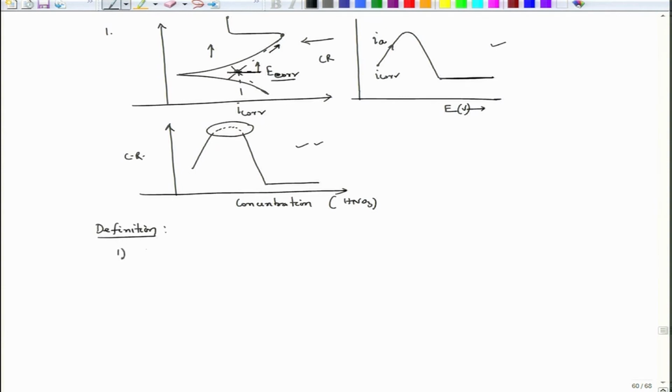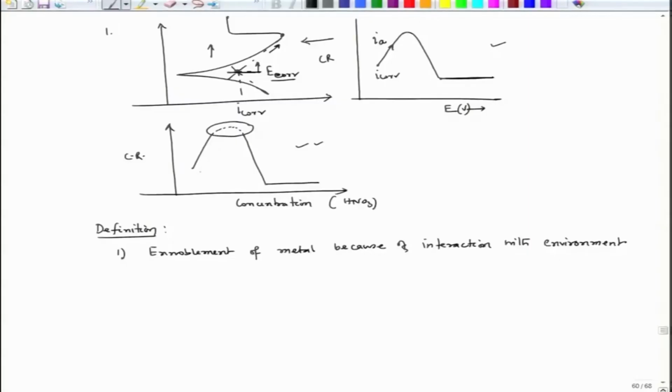The one definition is ennoblement of metal because of interaction with environment. Why? Because ennoblement means the material achieves nobility. That means there is a reduction in corrosion rate, and the metal will be protected. That is what ennoblement is, because when we see this particular graph, the corrosion rate reduces and then maintains at a constant level at a low corrosion rate position. So, that means ennoblement is taking place.